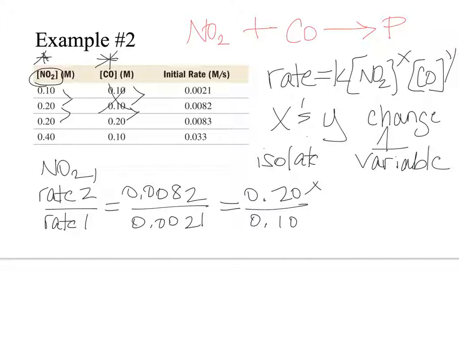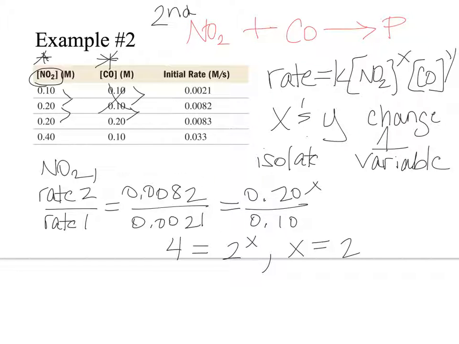So I do the math and I get 4 is equal to 2 to the x. So to make this a true statement, x would have to be 2. Or another way to say that, 2 squared. 2 times 2 is equal to 4. So now I know the order for nitrogen dioxide. It is second order with respect to nitrogen dioxide.